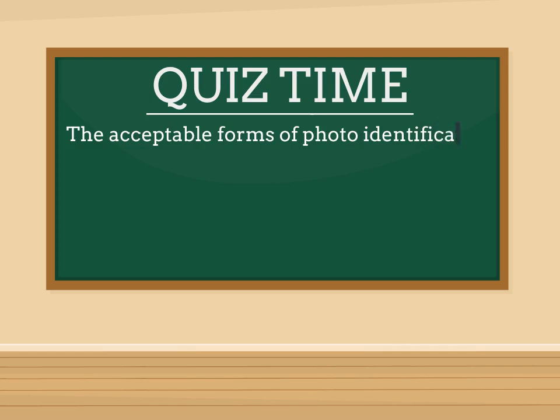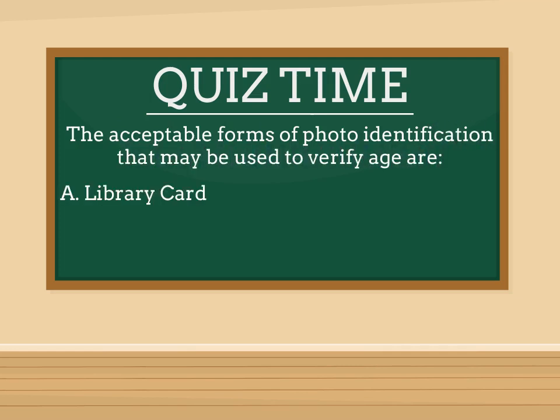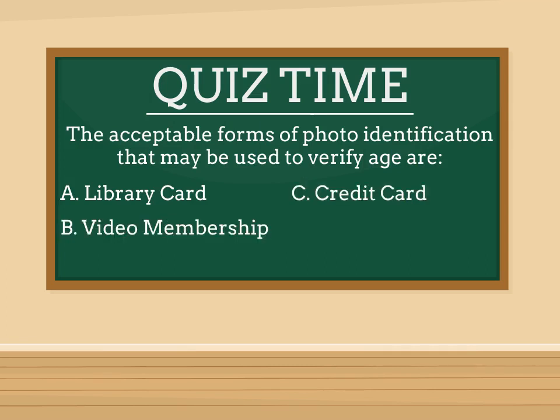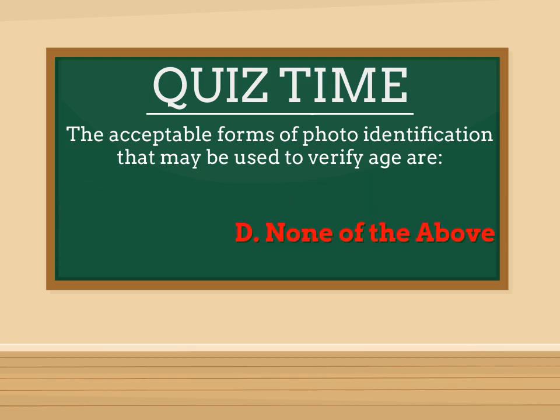The acceptable forms of photo identification that may be used to verify age are A. Library card, B. Video membership, C. Credit card, D. None of the above. The answer is none of the above.